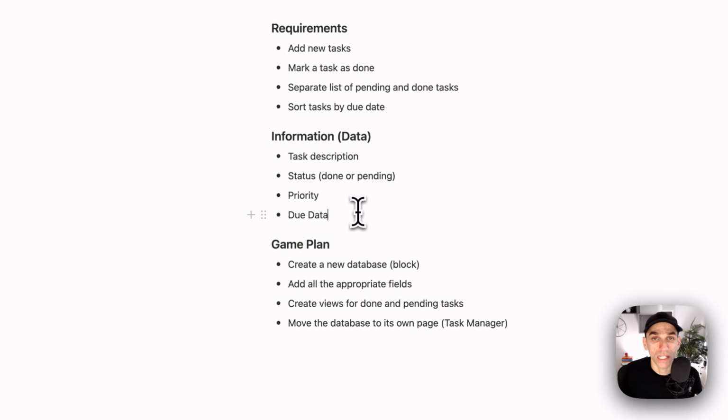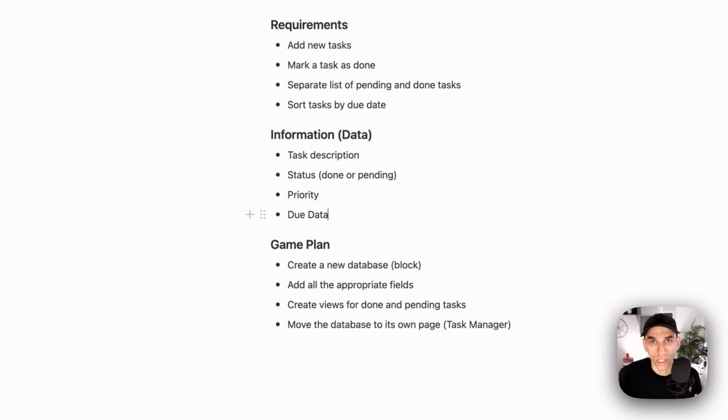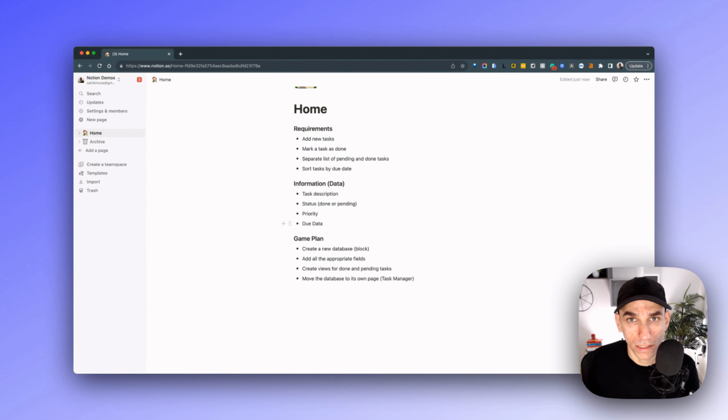And then finally, we need the due date of the task so that we can sort our tasks by the date. So those are the 4 pieces of information that we need. And then finally, here is our game plan.